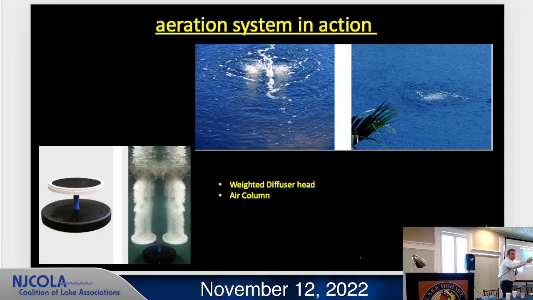Quick question, solar aeration: good, bad, and different, what are your thoughts? Good but limited. Good because you're not using electricity. Limited because the technology hasn't been able to give us larger horsepower. So it's good on small ponds. We have a couple of them that we use. They bubble.